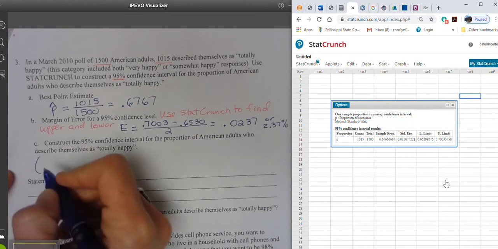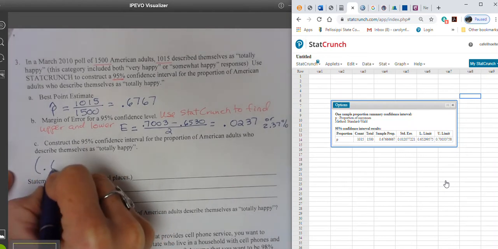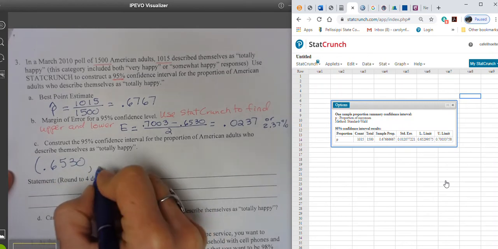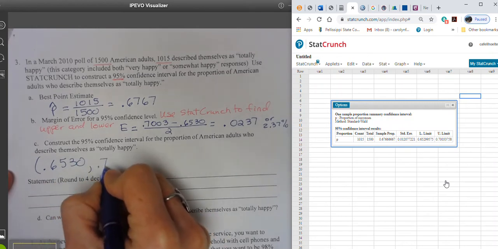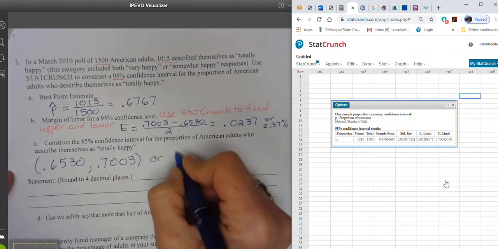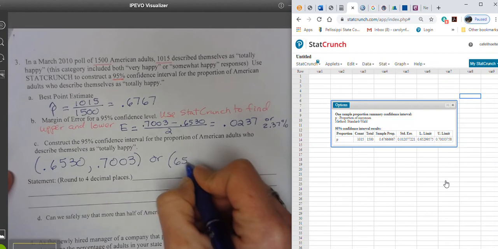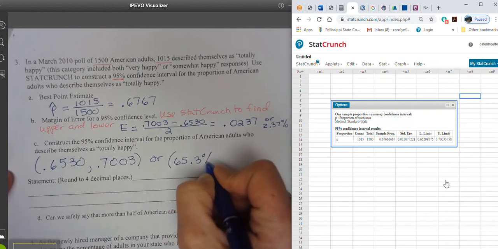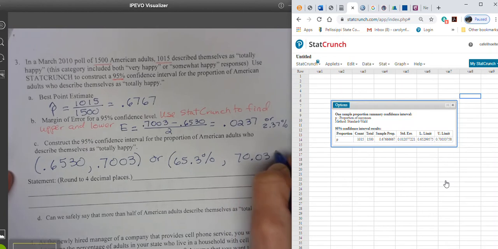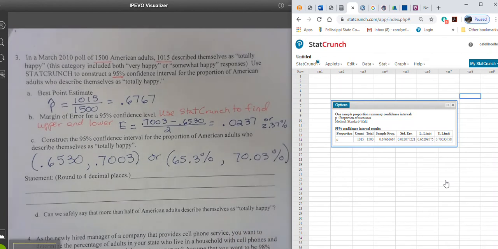We could say our 95% confidence interval, the lower limit is 0.6530, came straight from StatCrunch, and the upper is 0.7003. Or sometimes we may write it as a percentage, which would be 65.3% is the lower, and 70.03% is the upper limit.